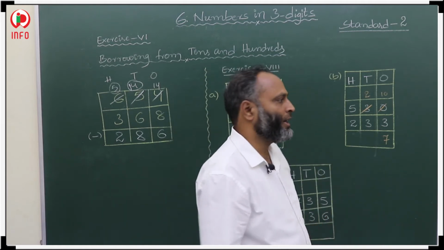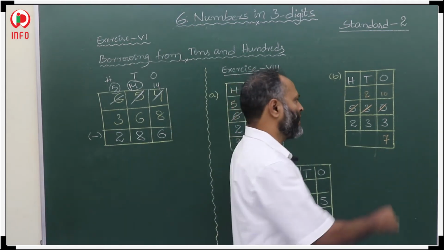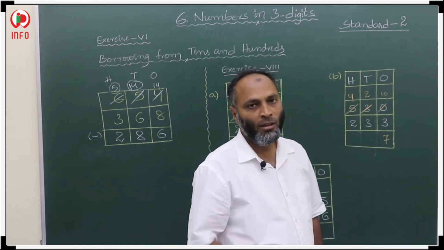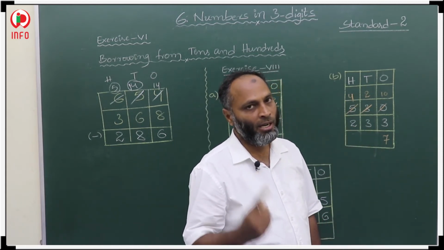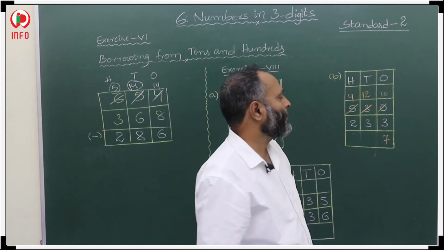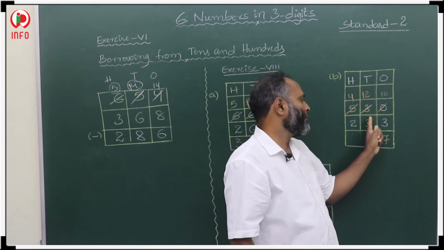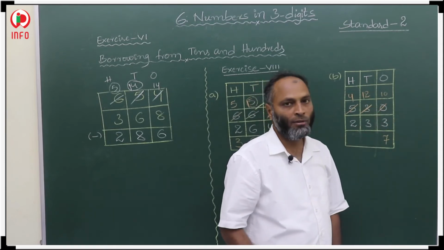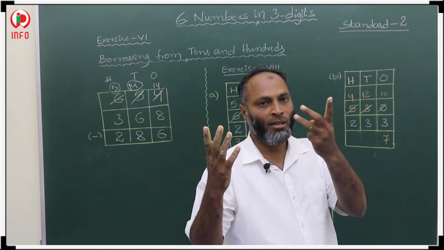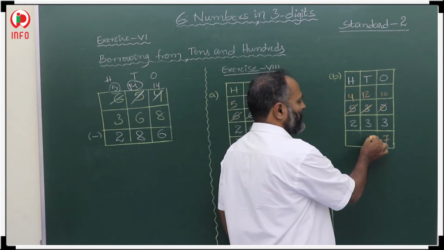So what to do? We have to borrow from the hundreds place. So we are taking 1 hundred as a borrow. Here 400 left. 100 is equal to 10 tens. 10 plus 2, 12. Now 12 minus 3. From 4 to 12 we have to count. 4, 5, 6, 7, 8, 9, 10, 11, 12. Total 9 fingers. So the difference is 9.